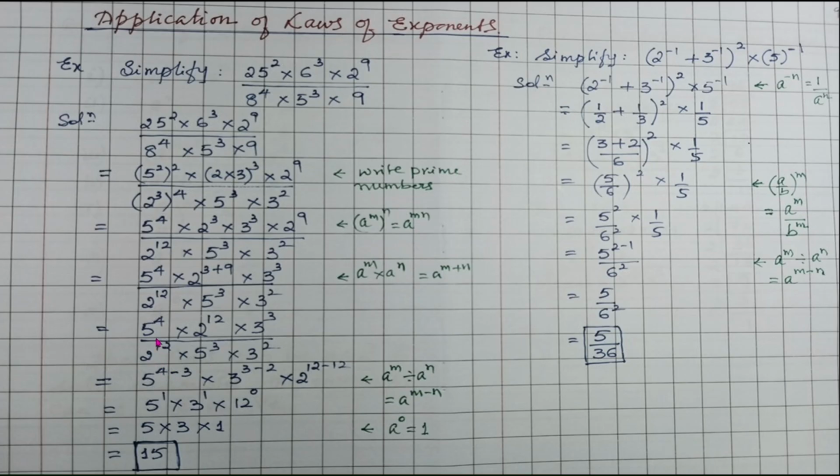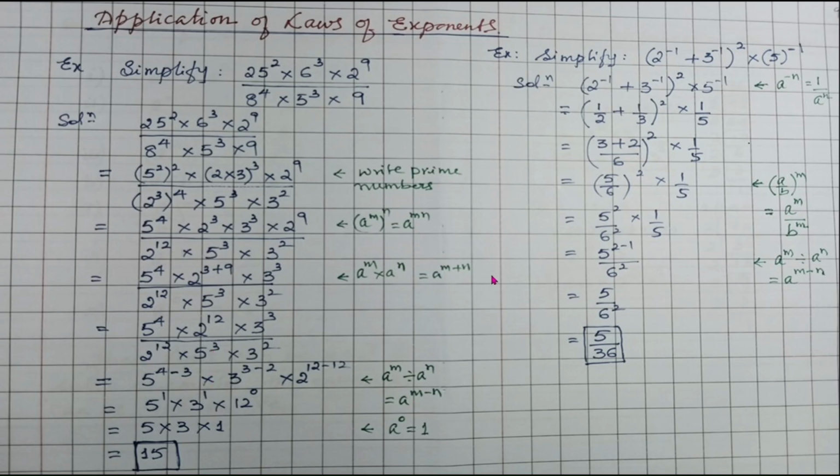And if you observe here, there is 5 raised to 4 and there is 5 raised to 3, we can subtract 3 from 4, applying again the laws of exponents, that is a raised to m divided by a raised to n is a raised to m minus n. Apply this, we get 5 raised to 4 minus 3, then 3 raised to 3 minus 2, and 2 raised to 12 minus 12. Now simplifying, we get 5 raised to 1, 3 raised to 1, 2 raised to 0. 5 raised to 1 is 5, 3 raised to 1 is 3, 2 raised to 0 is 1, therefore the answer is 15. So this is how we can apply the various laws of exponents to simplify, and the procedure is clear.